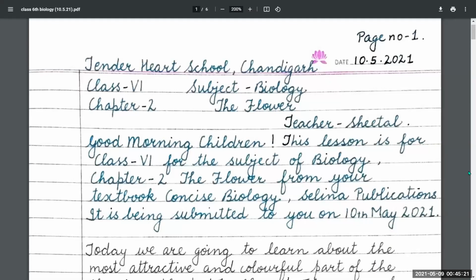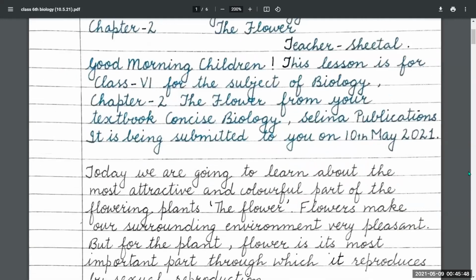Good morning, children. This lesson is for class 6 for the subject of biology, chapter number 2, the flower, from your textbook, Concise Biology, Selena Publications. It is being submitted to you on 10th of May 2021.